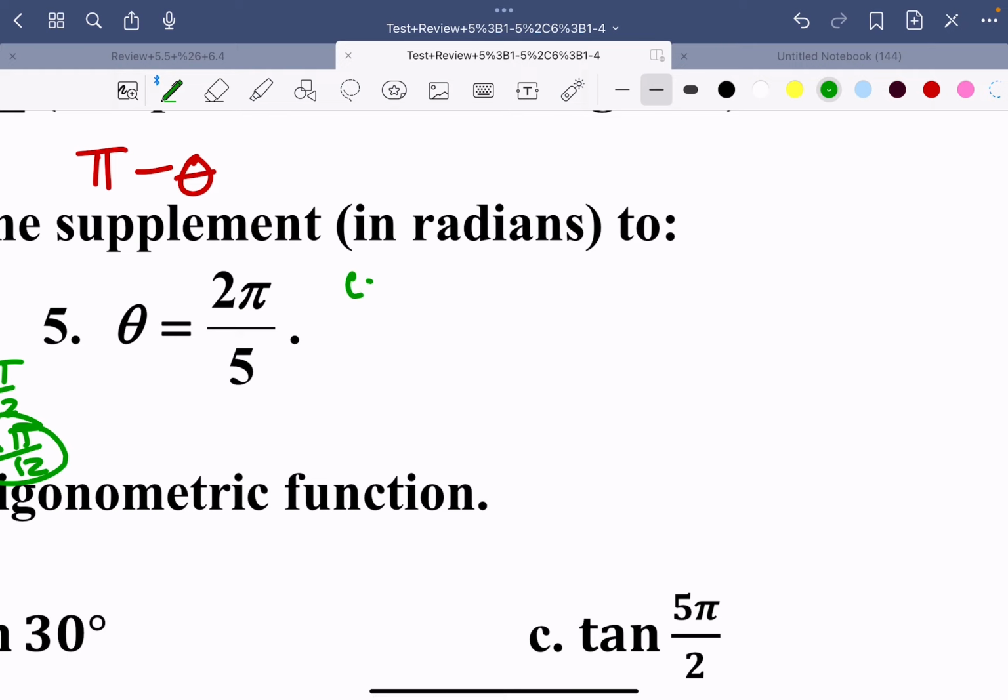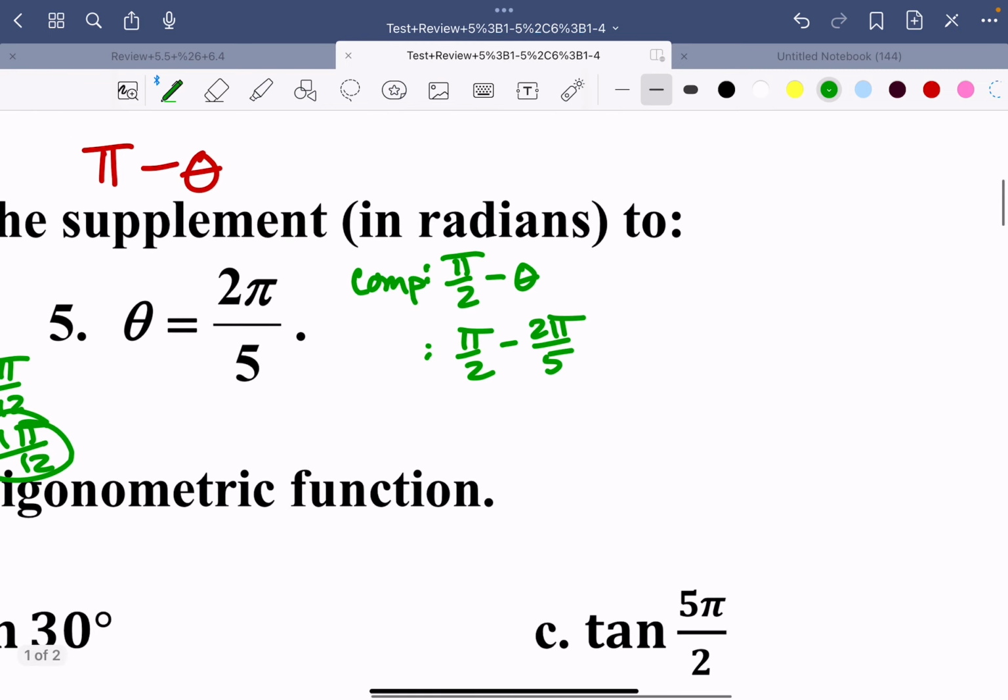Let's do it again. If you want the complement, you do pi over 2 minus your angle. So you do pi over 2 minus 2 pi over 5. So I think the least common multiple of these is going to be 10. So I'm going to hit this with 5 over 5 to get 5 pi over 10, and hit this with 2 over 2 to get 4 pi over 10. So when you subtract, you're going to get 1 pi over 10 is going to be the complement.